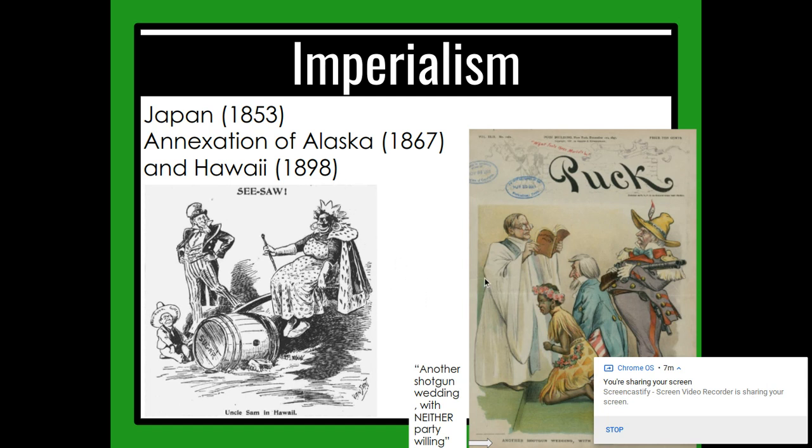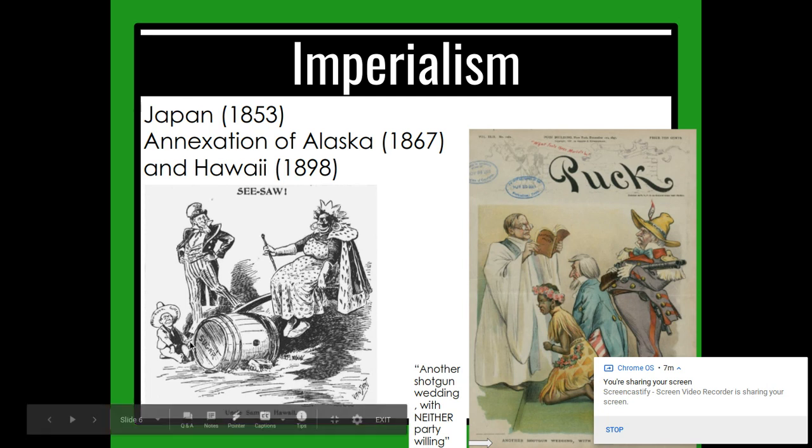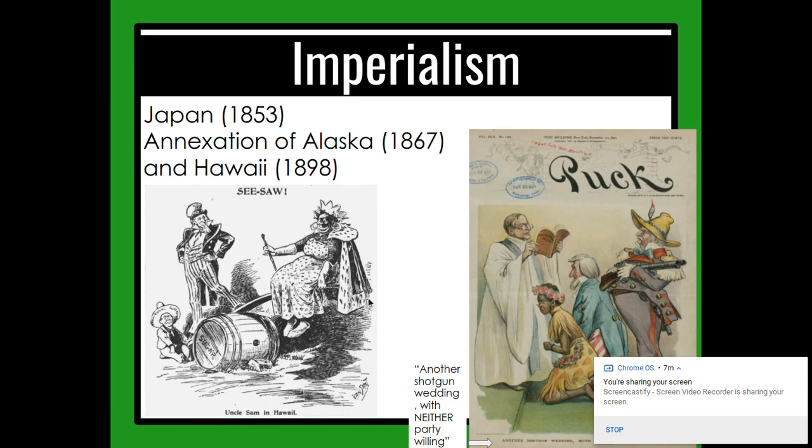Both of these political cartoons deal with Hawaii, and they show the United States kind of going back and forth about wanting to be able to purchase sugar that we cannot easily grow in the United States. And so we're kind of seesawing back and forth between relying on countries in Central America that provide us with sugar and going to Hawaii looking for that sugar.